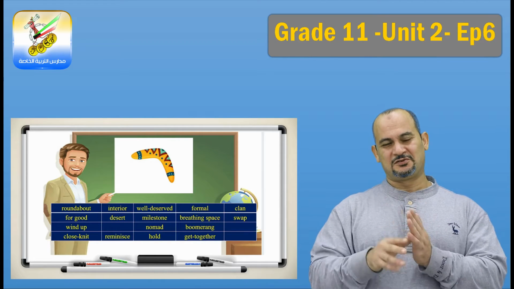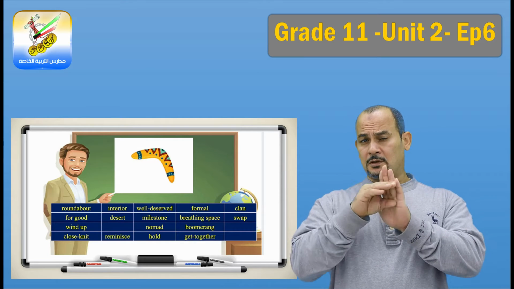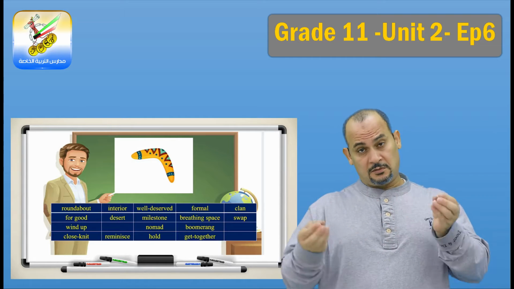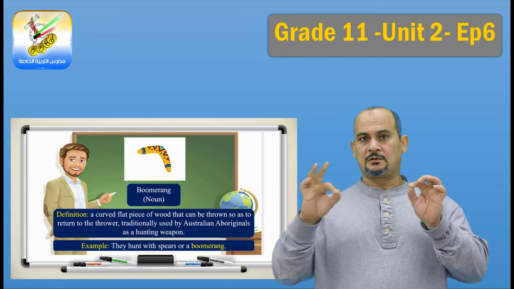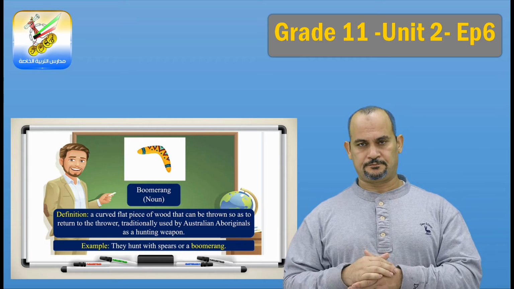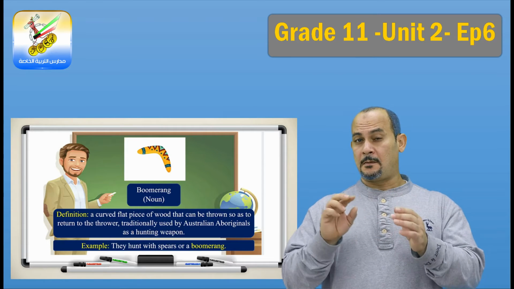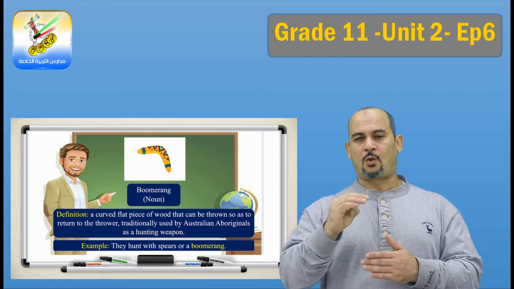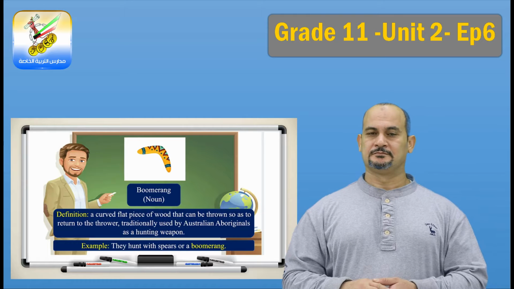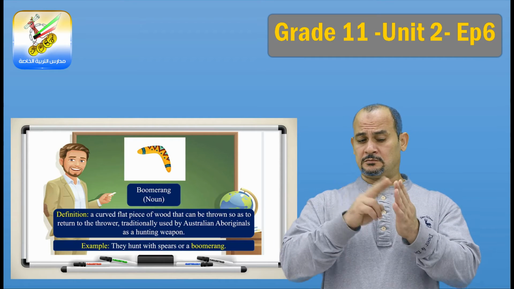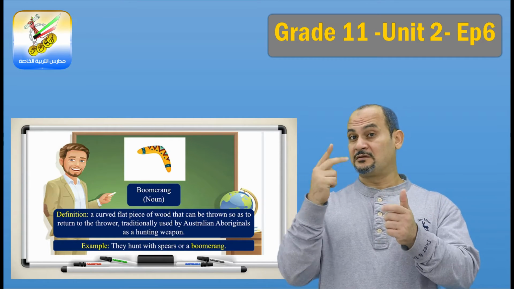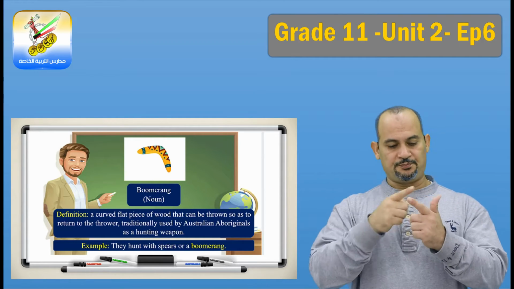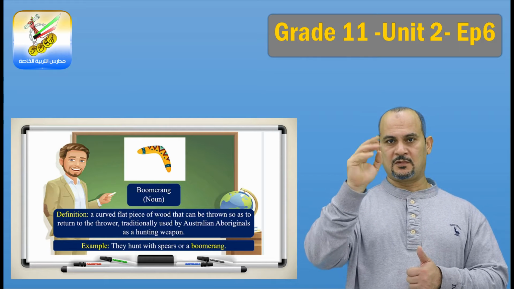Can you try to guess what this item is and what it represents? It's a tool that we use for different purposes, also related to Australia, most likely. So this is a boomerang. It's a noun. It's a curved, flat piece of wood that can be thrown so that it returns to the thrower. So you throw it and it comes back to you. Traditionally, it was used by Australians as a hunting weapon. So the original Aborigines, the native Australians, used it as a weapon to hunt down animals. For example, the Aborigines hunt with spears or a boomerang.